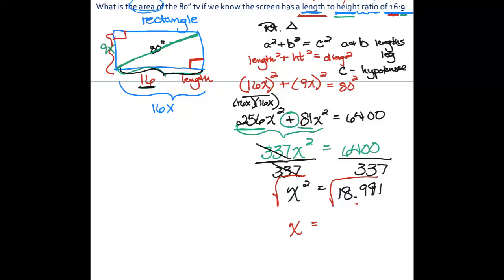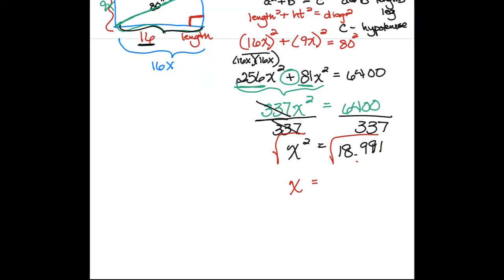guys, everybody should be working this. What is it? You should keep whatever you had. You should take the square root of 6,400 divided by 337. What'd you get? 4.357. Is there more or no?